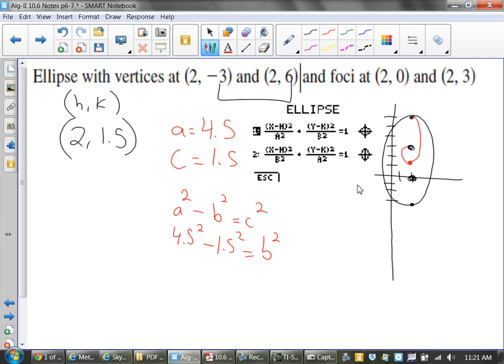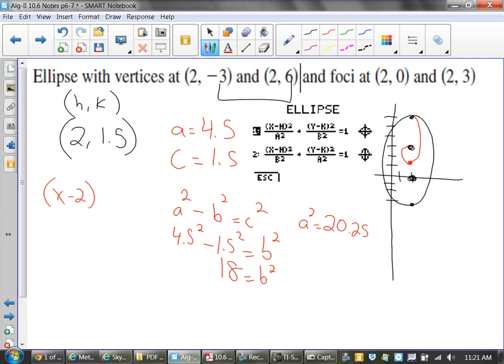When I do that, I think you get 18. Do I need to know what b is? Do I have to plot it anywhere? No, I'm just writing the equation. So I found out what b squared was. I do need to know what a squared is, though. I think it's 20.25, if I'm not mistaken. I now know everything that I need to know to write this equation.